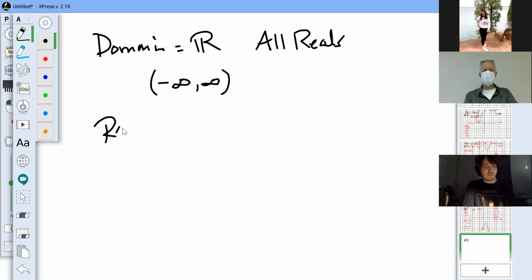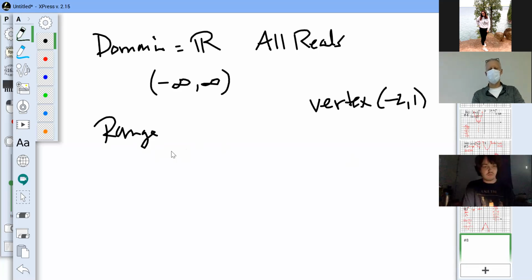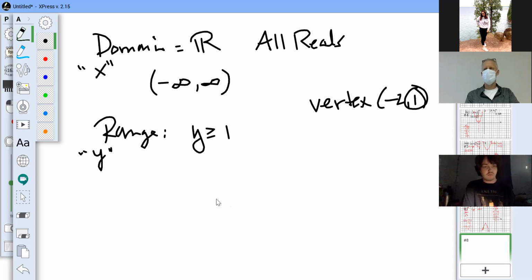The range of that parabola, the vertex was at negative 2, 1. The negative 2 has nothing to do with the range. The range is your y values. The domain is your x values. And all the y values in that parabola were above or equal to 1. So I'll give you the range several different ways. As an inequality, it's y greater than or equal to 1.